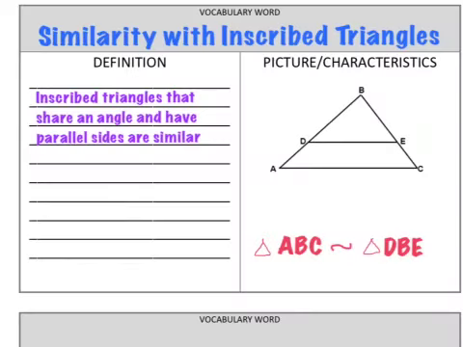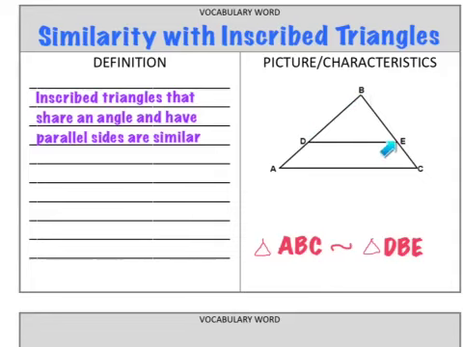Okay, today we're going to talk about similarity with inscribed triangles. If you take a look at this triangle, triangle ABC, notice that there's another triangle inside of it. That triangle is called an inscribed triangle. It's inside of another shape. It's inside of another triangle.